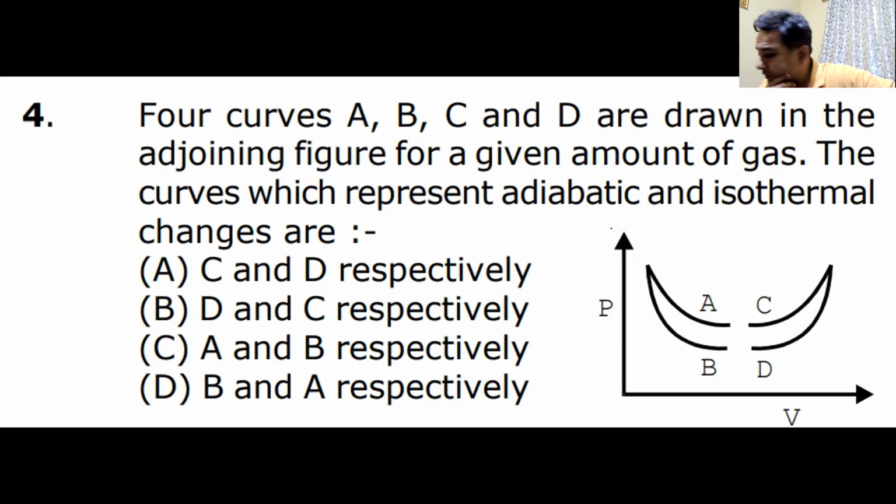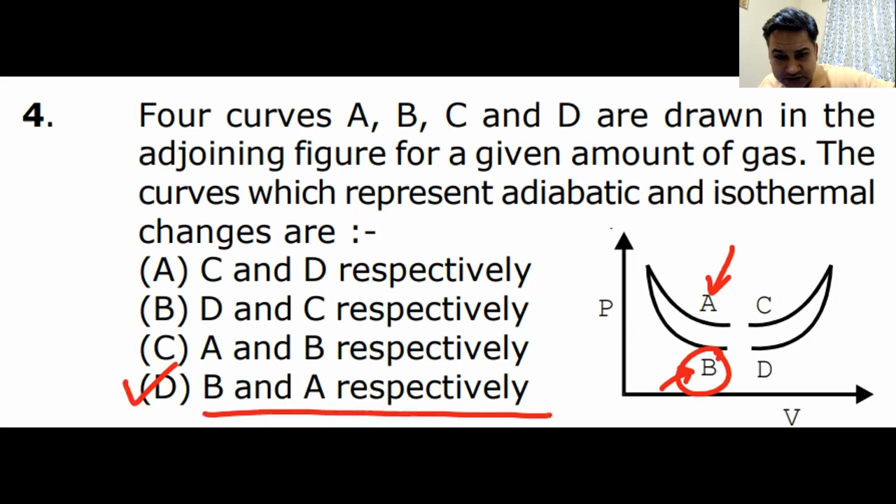Now you can have more than one option correct here. If I look at this graph, between A and B, which one is adiabatic? The steeper one is adiabatic. So B is adiabatic, yes or no? B is adiabatic and A is isothermal. So this is one of the correct options.